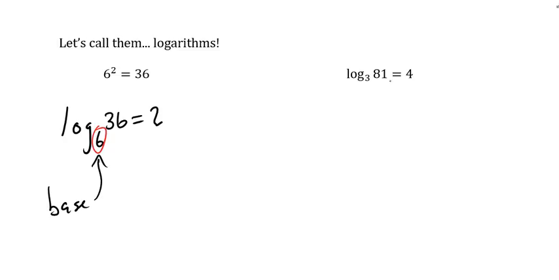Okay, and so what would happen over here? So again, the base doesn't change, so the base is 3, and then the 4 and the 81 swap positions. 3 to the 4 gives you 81. So log of base 3 of 81 is 4. In other words, what power of 3 gives me 81? Right? If I didn't know the 4, it's saying 3 to the what gives me 81. That's what a log does. Everybody okay with that?